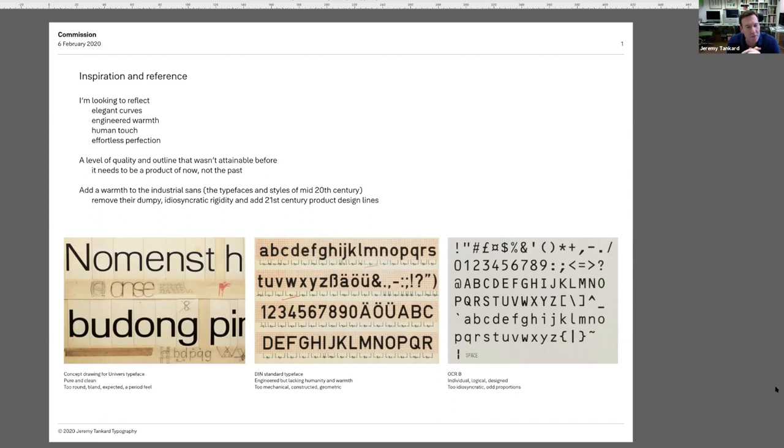I suppose the ideas of like the 1950s, where Frutiger was, and then the early ones, the DINs, and obviously the later OCRs, where there were constructed types, but instead of them being hard with no humanity, it's all warmth. As I say, it's to get rid of the mechanical thing and add a warmth to the industrial sans. So using the technology you can nowadays to solve a lot of the problems that were there before.